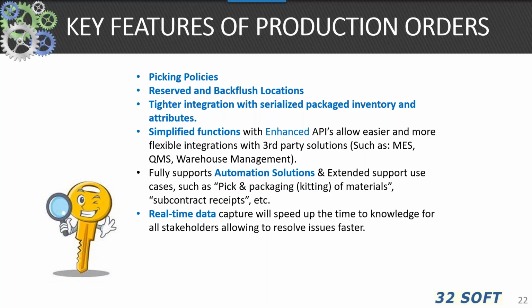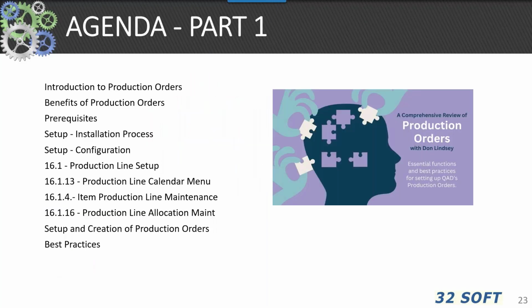We talked about next month, tighter integration with serialization and packaging, simplified APIs, so it's easier to deal with MES, QMS, and management warehouse functions. Production order now supports the automated solutions, barcode function from QAD, and gives us real-time information.